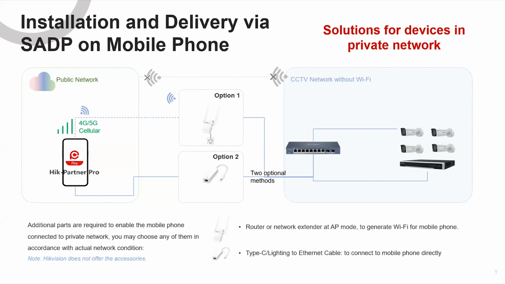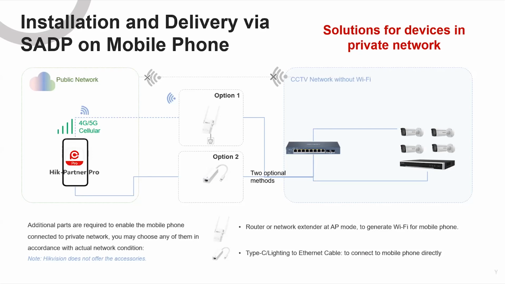So here I'm going to tell you how you can connect this Hik-Partner Pro app with your installation setup for the devices in a private network. There are two methods. For the first method, if this network is connected to a Wi-Fi capable router, you can simply connect the mobile phone that has the Hik-Partner Pro app installed directly to this Wi-Fi network. The second option is that you can connect your mobile phone to the switch through a wired connection.